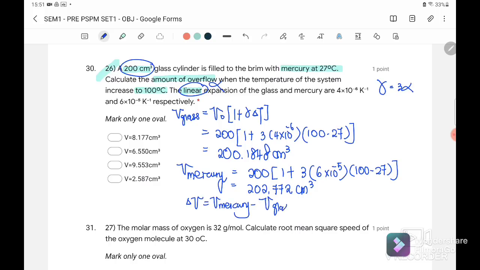The amount of overflow is equal to V mercury minus V glass. So we will take 202.772 minus 200.1848. Finally, the amount of overflow is equal to 2.5872 cm³. So the answer is D.